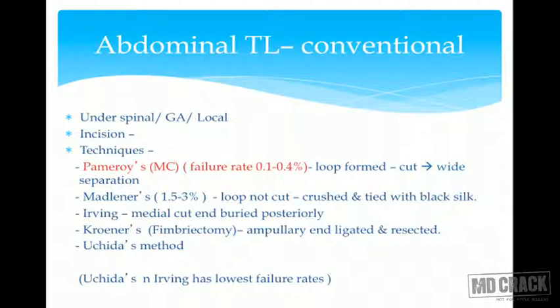Irving's method: the medial cut end is buried posteriorly. When the tube is cut, the medial end of it is just taken and buried posteriorly, so that again has a good effect. Uchida's procedure: the ampullary end is ligated and resected completely. So these are the different techniques, but the most common method is the Pomeroy method.